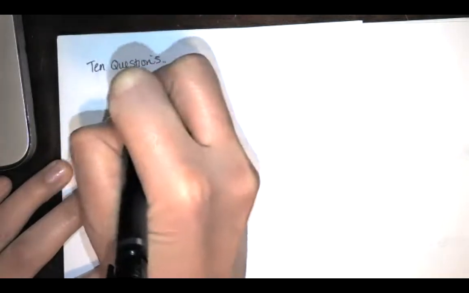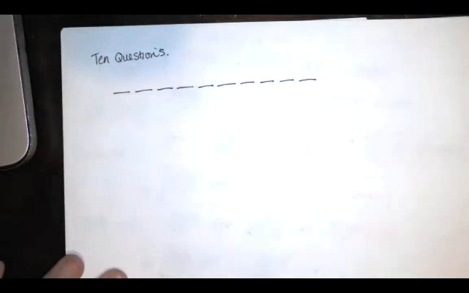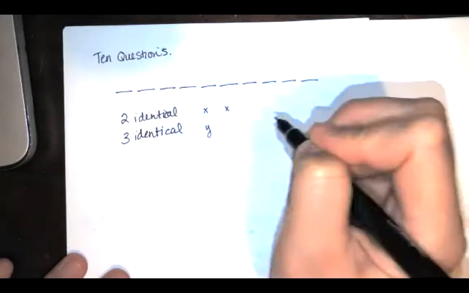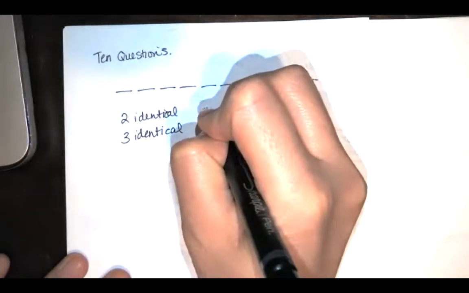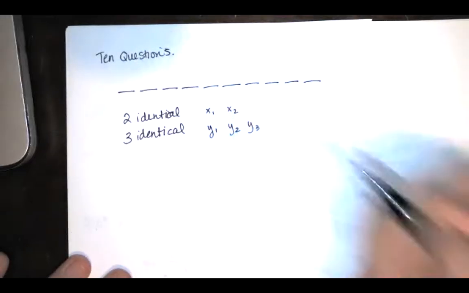Okay, so you've got 10 questions. So it seems like you've got questions 1, 2, 3, 4, 5, 6, 7, 8, 9, and 10. And then 2 of them are identical, and 3 others are identical. Maybe we'll call these question X and question X and question Y and question Y and question Y. I'll call this X sub 1 and X sub 2, even though they're the same question, and I'll call this Y sub 1, Y sub 2, and Y sub 3.